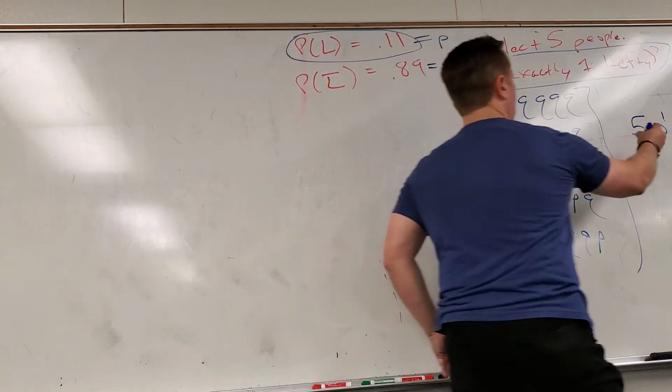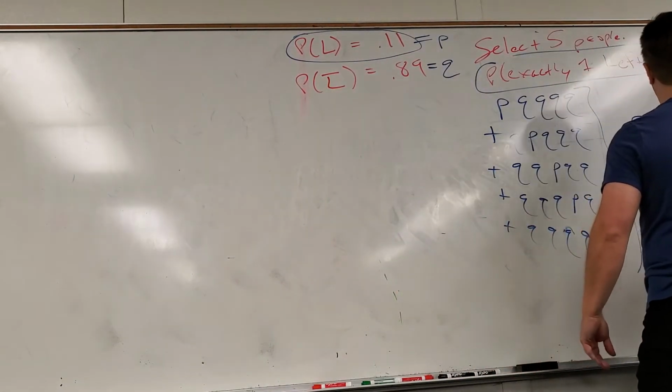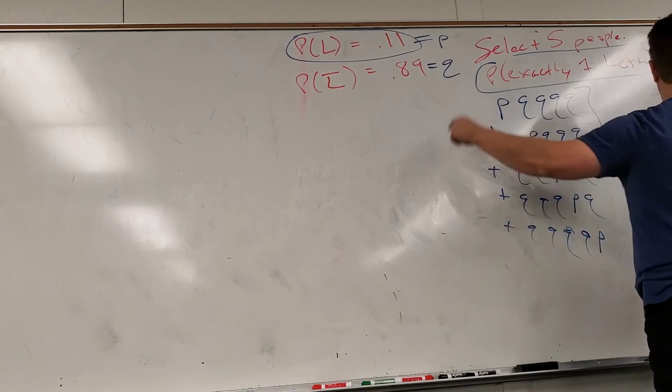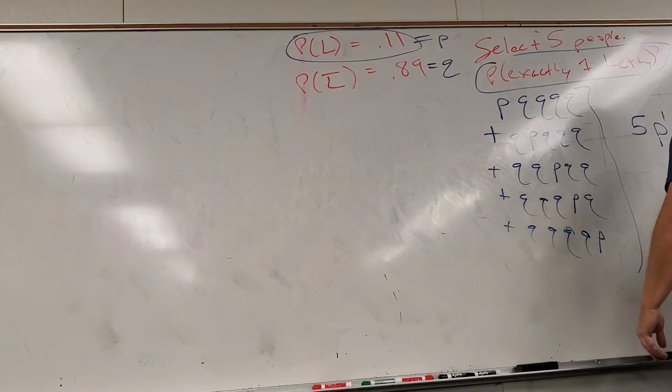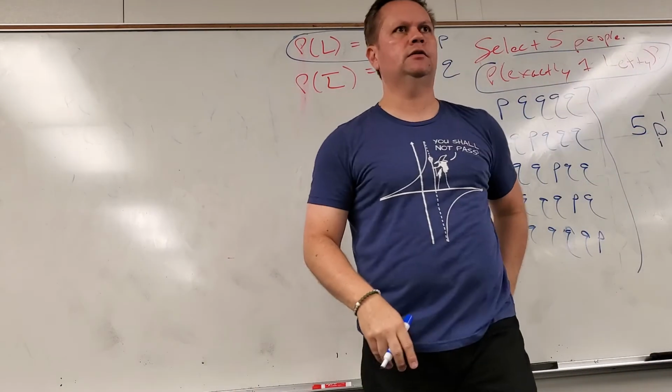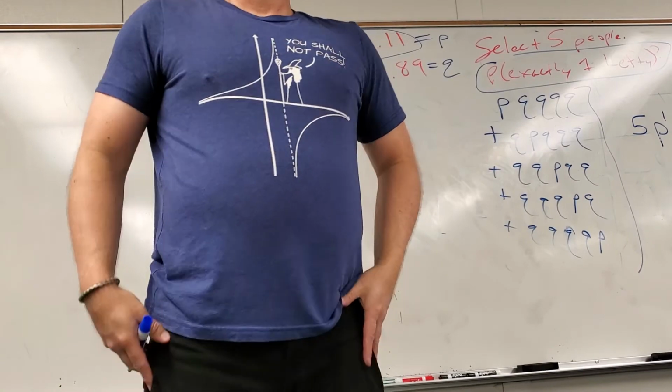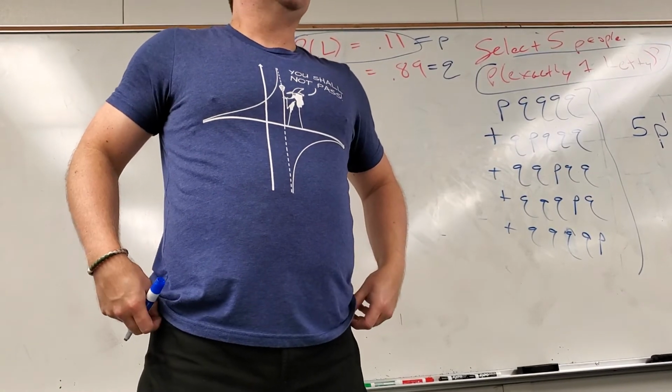Okay. And so we could actually calculate what this is, because I know what P is. What's P? What's little p? 0.11. And then Q is 0.89 to the fourth. Can you guys calculate what that is? It comes out kind of nifty.